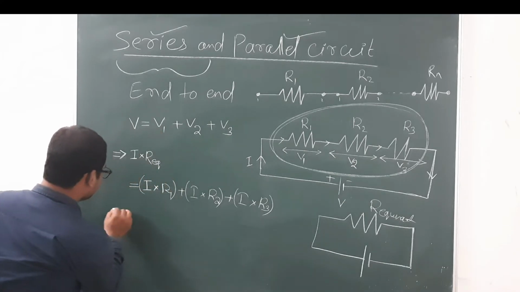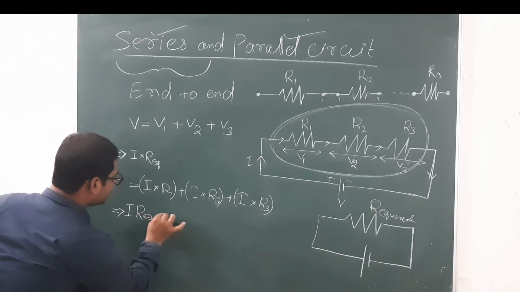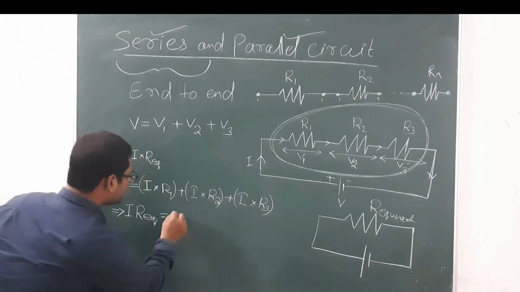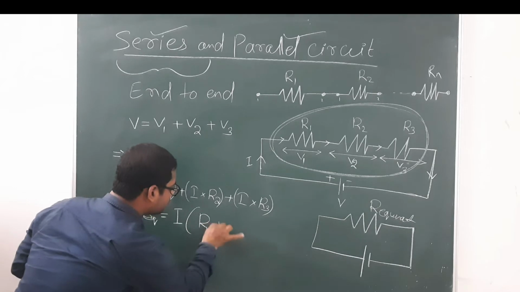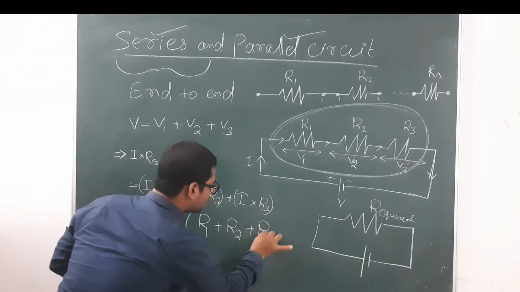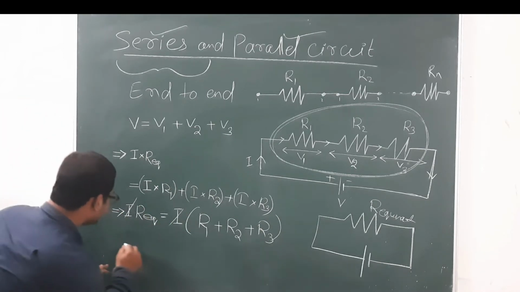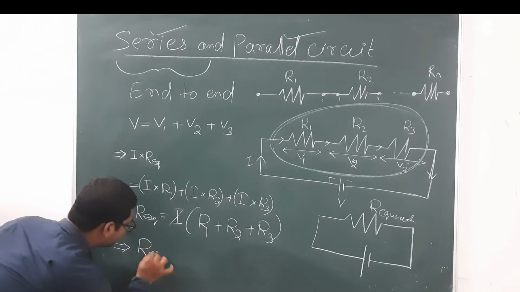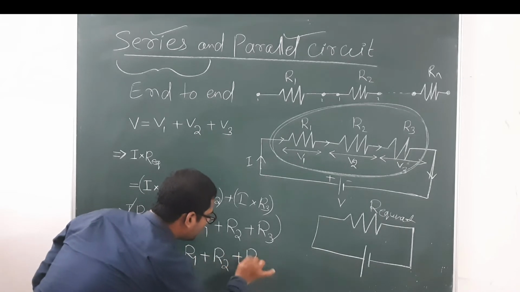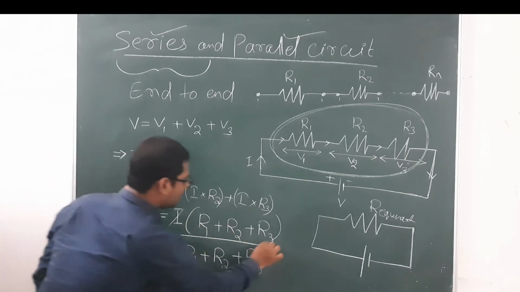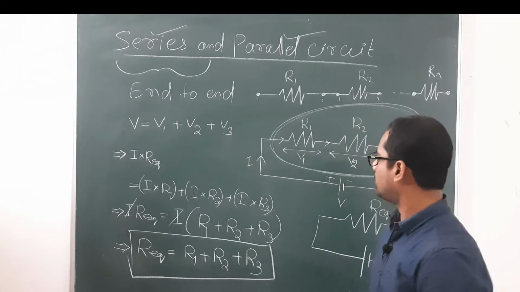So now you can say I into R equivalent will be equal to I into R common here. You can take I common here. If you take the common I, then it will be R1, R2, R3, and the I and I will be cancelled out. This is simple mathematics. Then you can say your R equivalent will be equal to R1 plus R2 plus R3. So the summation of all the resistances connected in series is the equivalent resistance of the circuit.